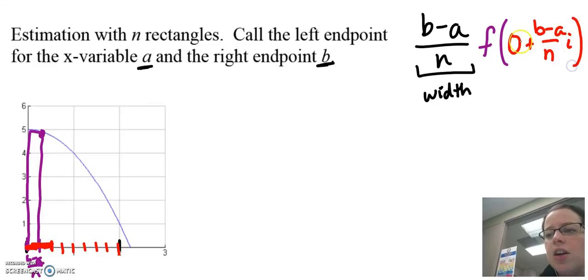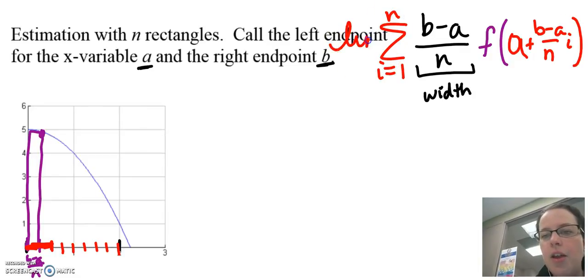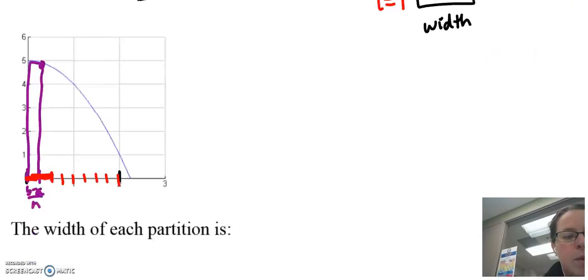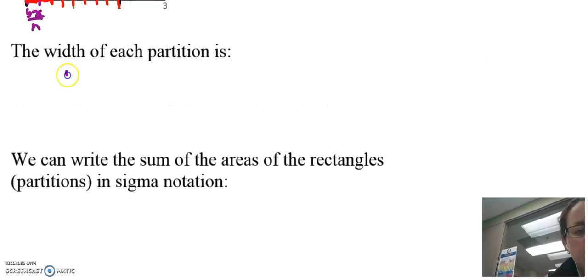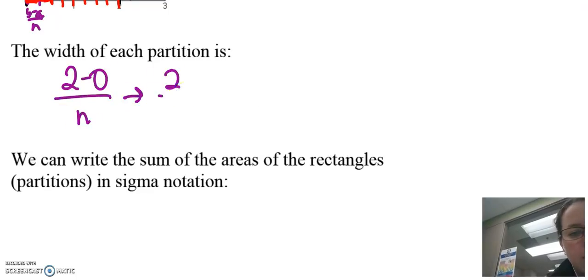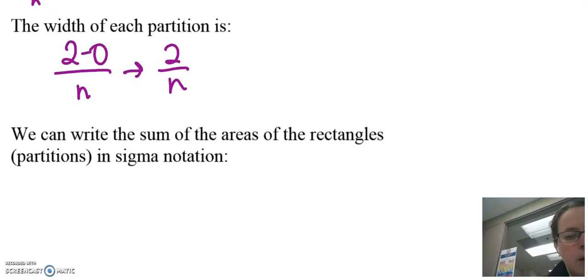Now, in this case, I started at 0, but in our general case, we'll start at our left bound, which is a. Well, how many rectangles did I want? I wanted an infinite amount. So from i equals 1 until n, and I'll throw that limit in front of it. So using this for ours, the width of each of our partitions is going to be 2 minus 0 over n, which is 2 over n.